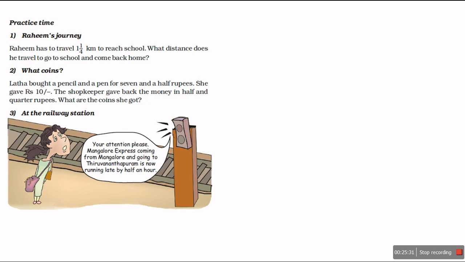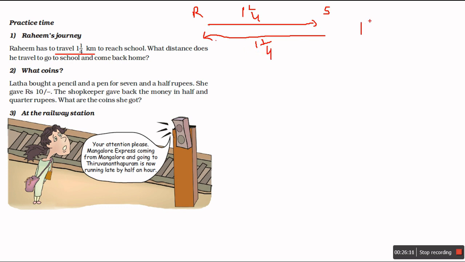Now see this practice time. Rahim's journey. Okay. Rahim has to travel 1.25 kilometer to reach school. What distance does he travel to go to school? Suppose this is Rahim's home and this is Rahim's school. So the distance is 1.25. Okay. In the evening, he returns from school to home. So he again travels 1.25.